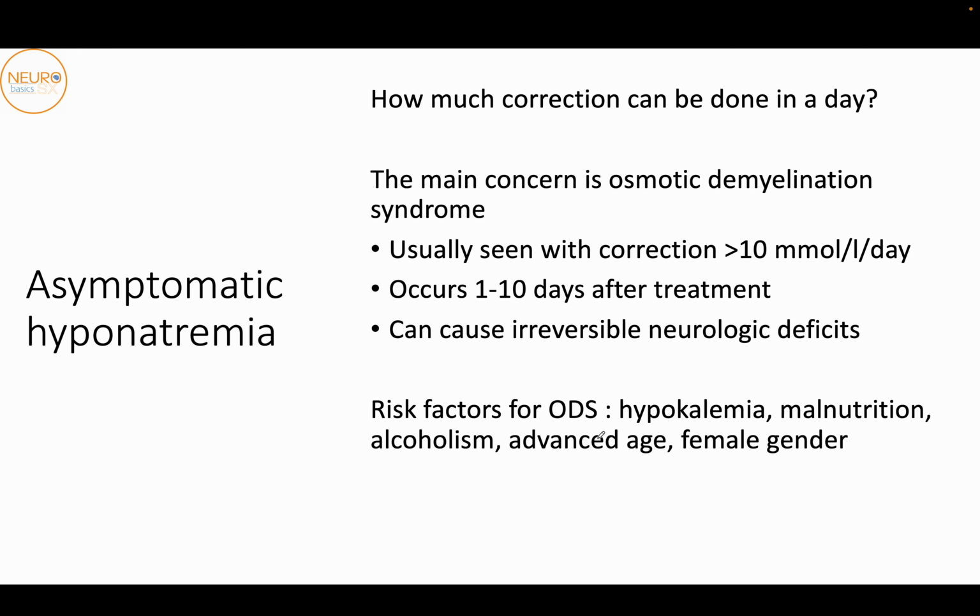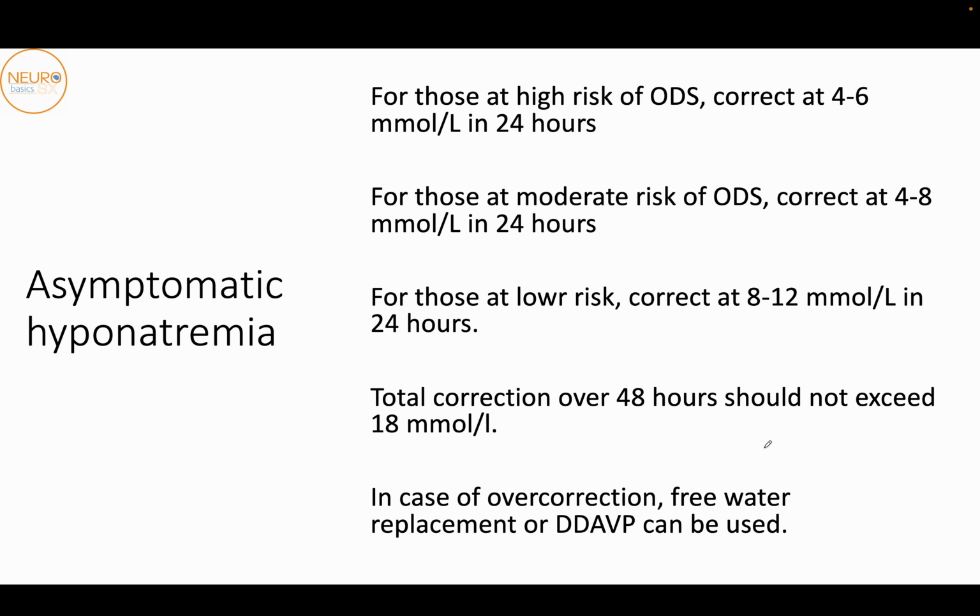The important thing to know is what the risk factors for ODS are. Any patient who has hypokalemia, malnutrition, alcoholism, or has an advanced age or female gender is actually at a higher risk for osmotic demyelination syndrome. And the reason why we want to know this risk is because that will decide how much sodium we can correct in the first 24 hours. For patients who are at high risk of ODS, we should only be correcting up to 6 millimoles in the first 24 hours. If you're at a moderate risk, you can correct up to 8. If you're at a lower risk, you can correct up to 12 millimoles in 24 hours. Another important thing is that the total correction over 48 hours should not exceed 18 millimoles per liter.